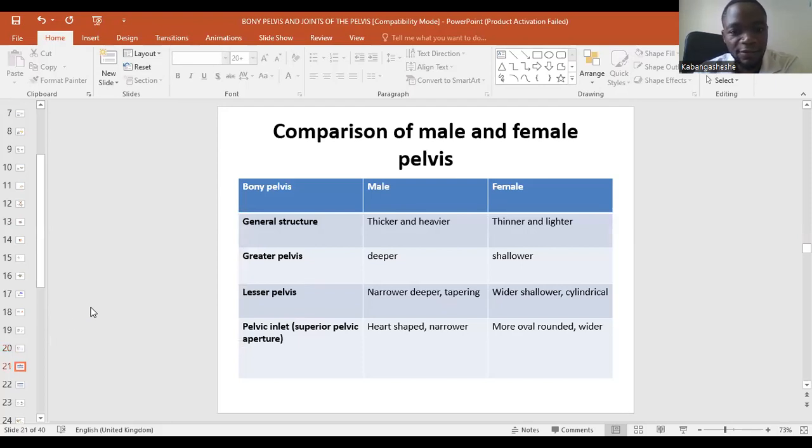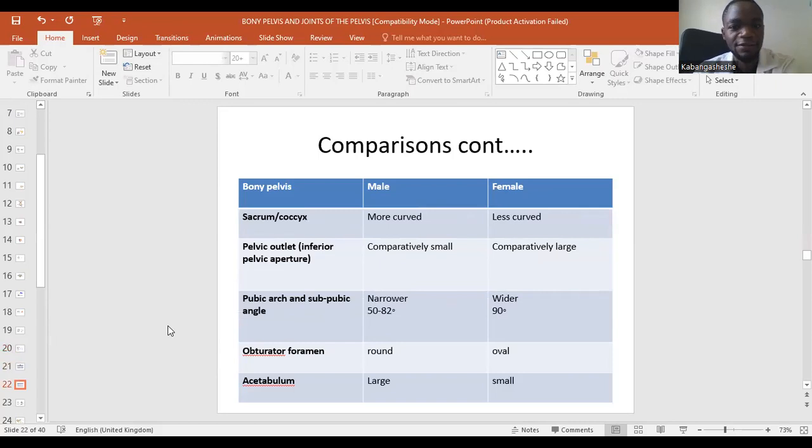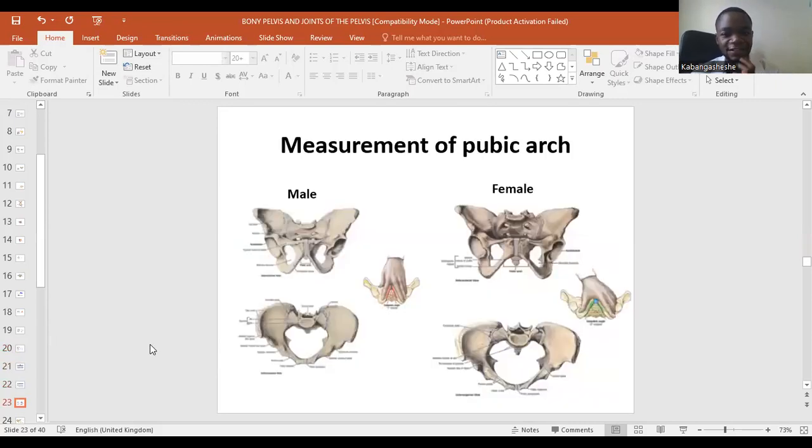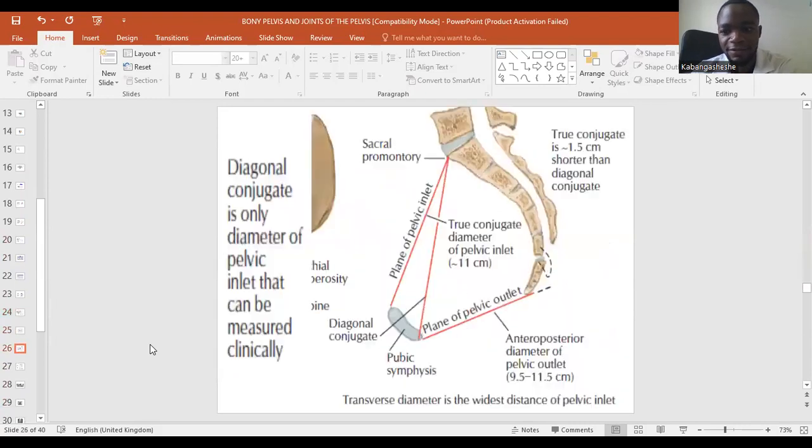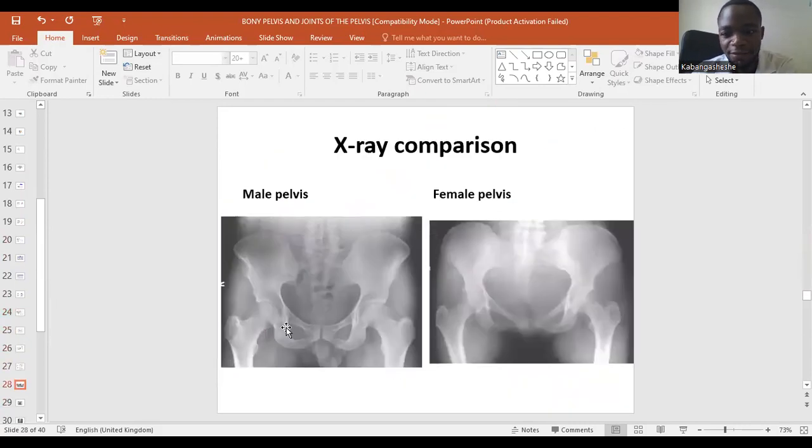All right. So what I would like you to do now is to compare the male and female pelvis. This will be your assignment. Make sure that you look at the differences and similarities. Otherwise, that's where I can end for now with the pelvis.